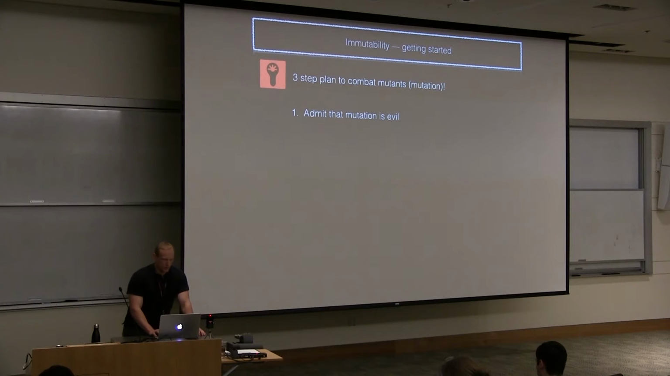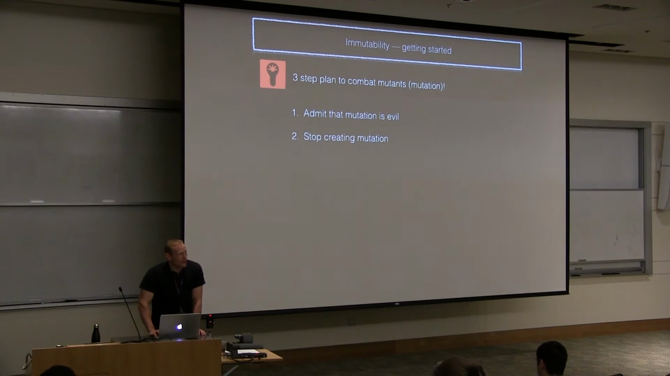So we acknowledge mutation is evil. We stop creating it. We stop writing programs that create mutation. When you write a program, when you write an object, you make sure nobody can change it. So then that developer who has to work with your construct 10,000 lines later is like, oh, cool, I can't change this thing, therefore I know what's in here. That's helpful. Stop making it. And lastly, you start creating immutable things, which is what we're going to work on for the remainder of our time here.